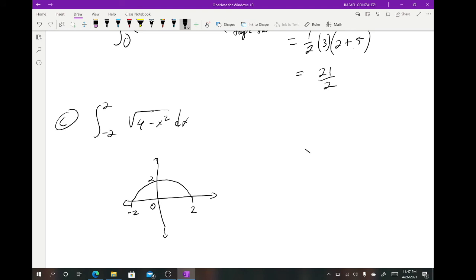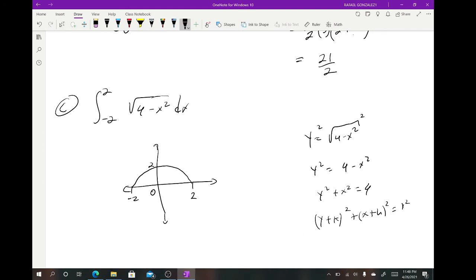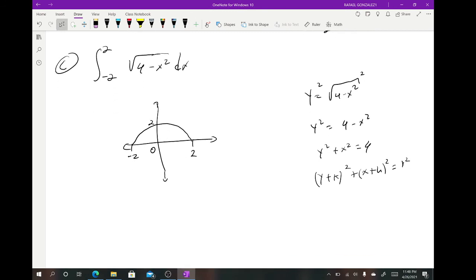Okay, if you don't believe me, simply write it: y equals radical 4 minus x squared, and then remove the square root. You square both sides, right? You get y squared equals 4 minus x squared. Then move the x squared to the other side, and you get y squared plus x squared equals 4, and that's the equation of a circle. I mean, you could write it as (y plus k) squared plus (x plus h) squared equals r squared, and then you'll see that it is in fact the equation of a circle. In this case, the half circle, the semicircle, the top half of the circle.